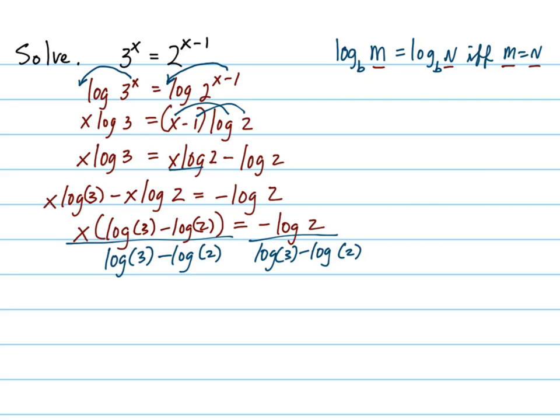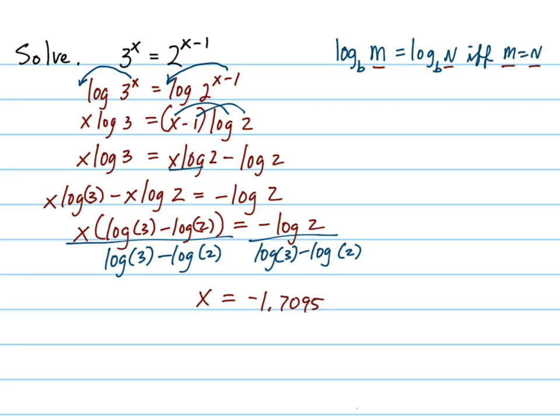And finally, we get x equals, now we need to put that into the calculator, and when you do, let me just double check my work here. Yeah, when you do, you get negative 1.7095.